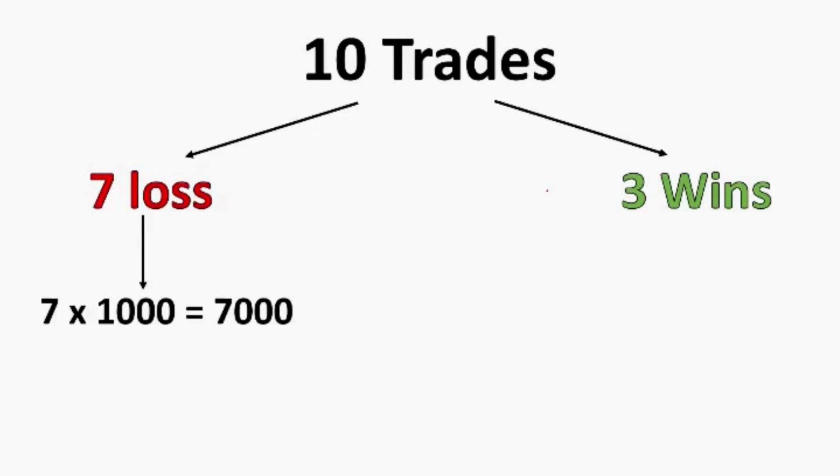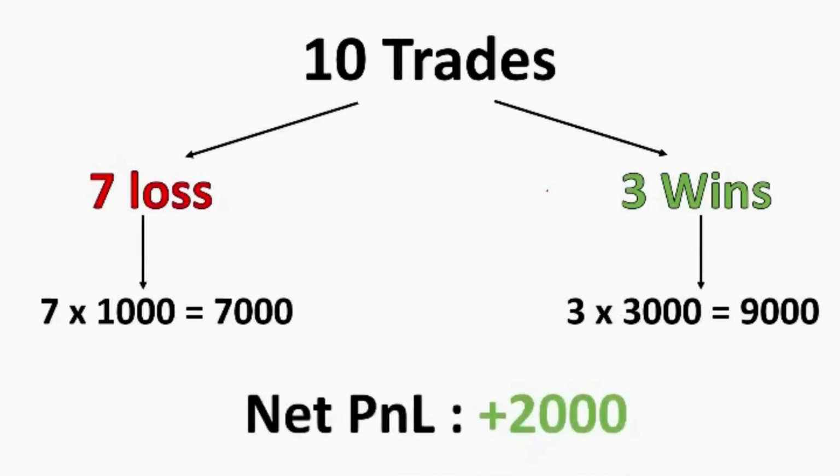And let's assume that we achieved a risk to reward ratio of 1:3. So when we make a profit in 3 trades, our total profit happens to be 3 into 3000, which is 9000. After doing this math, you can see that the net profit and loss we have is 2000 in positive. This is because we learned how to manage the risk and limit the loss in the market. That is why, despite 7 trades in loss, we can still keep our overall portfolio in profit.